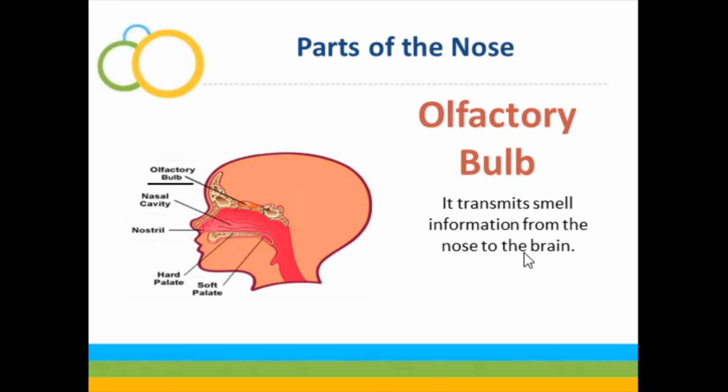It is the function of our olfactory nerves to send information from the nose going to the brain so that the brain will interpret what the smell of a certain object or a certain thing is. Okay, what part is this? Very good. It's the olfactory bulb.